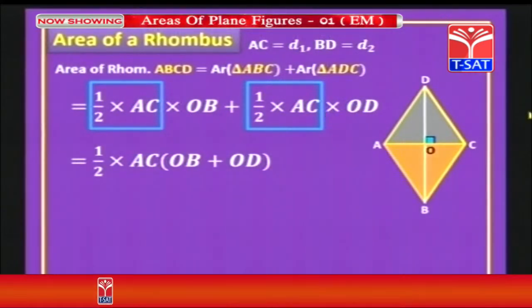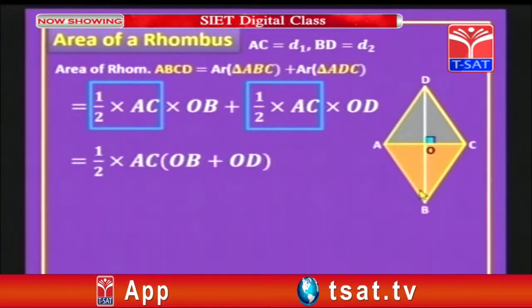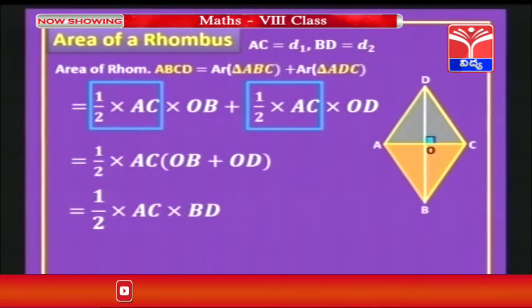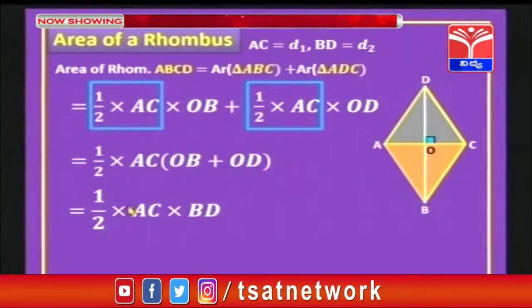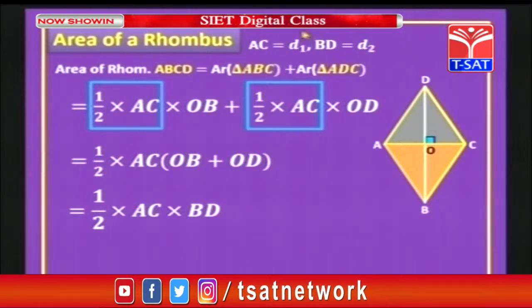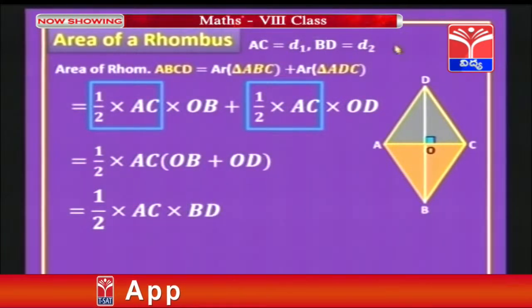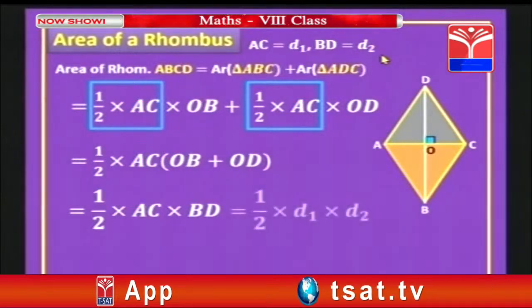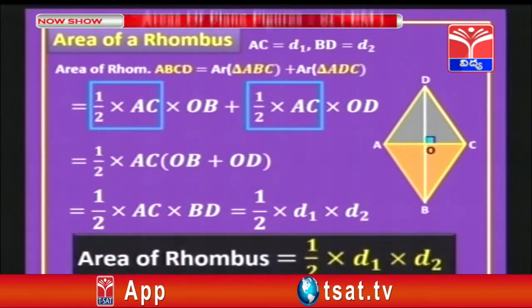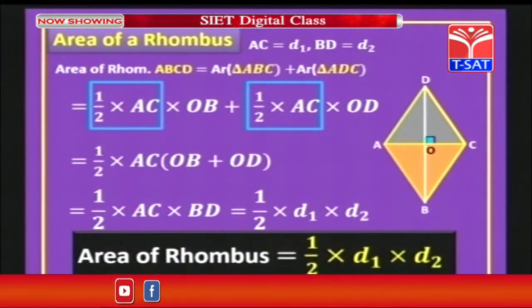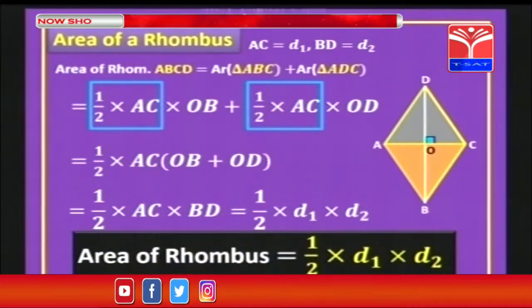Now from the figure children, what is OB plus OD? Yes, this total length, that is BD. So I can replace it with BD. So this becomes half into AC into BD. But what is AC, children? Yes, it is D1. And what is BD, children? It is D2. Now substitute the values, you get half into D1 into D2. So the area of a rhombus is given by half into D1 into D2 square units.